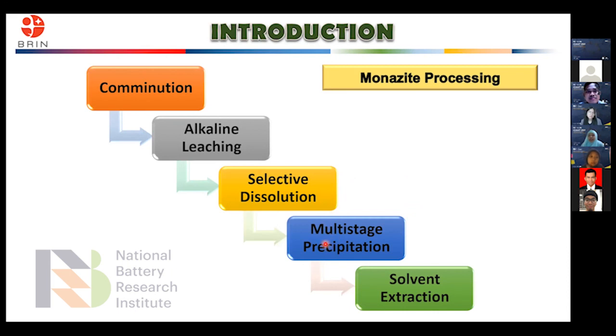Next stage is multi-stage precipitation. The solution obtained from the selective dissolution stage needs to be purified, especially to reduce or remove radioactive elements prior to precipitation of the REE product. Based on the different precipitation pH between REE and uranium-thorium, multi-stage precipitation would be used. REE would be precipitated at a higher pH than uranium-thorium.